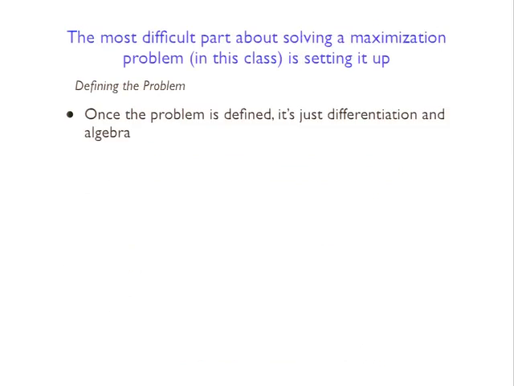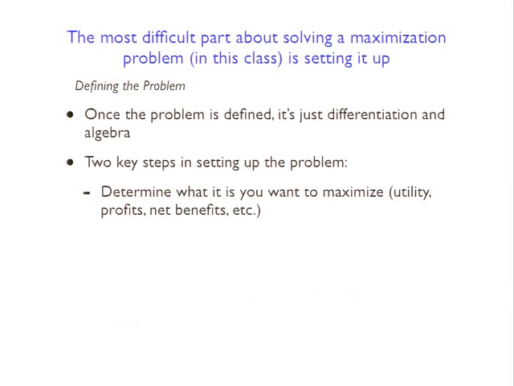Okay, so the most difficult problem, as I said, is usually setting up the maximization problem itself. Once that's defined, then you just have to do differentiation and algebra. So there's really two key steps here when you set up the problem. First, you want to determine what it is that you actually want to maximize. So it might be utility if you're looking at the consumer's problem.